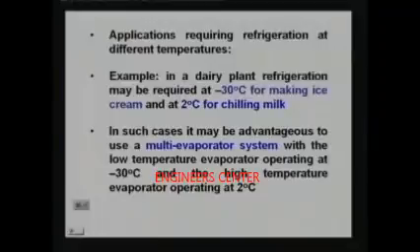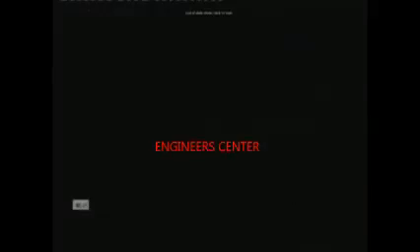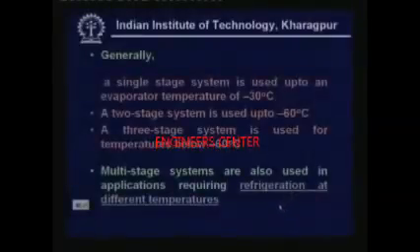Okay, so as I was saying, instead of using a single evaporator or two different systems, we can use a multi-evaporator system with the low temperature evaporator operating at minus 30 degrees and the high temperature evaporator operating at 2 degrees centigrade.